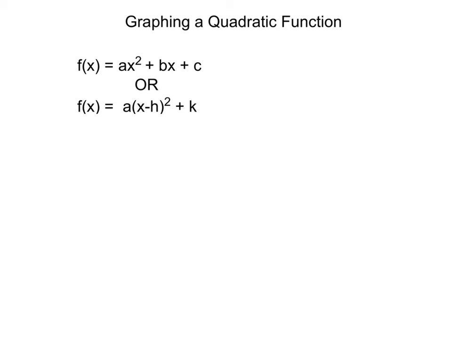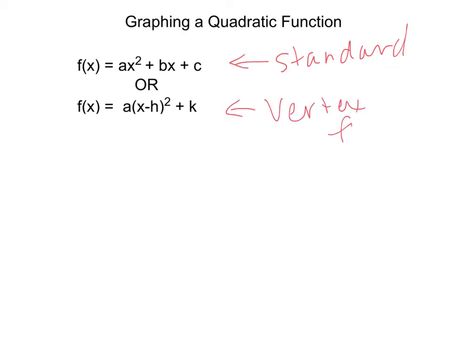This top form is called standard form. So that's what we're used to seeing with a quadratic. You've seen this before, we've factored it, we've used the quadratic formula on this. There are lots of applications we can do in standard form. Awesome. The second one that we have is called vertex form, and this is the one that's ideal for graphing.